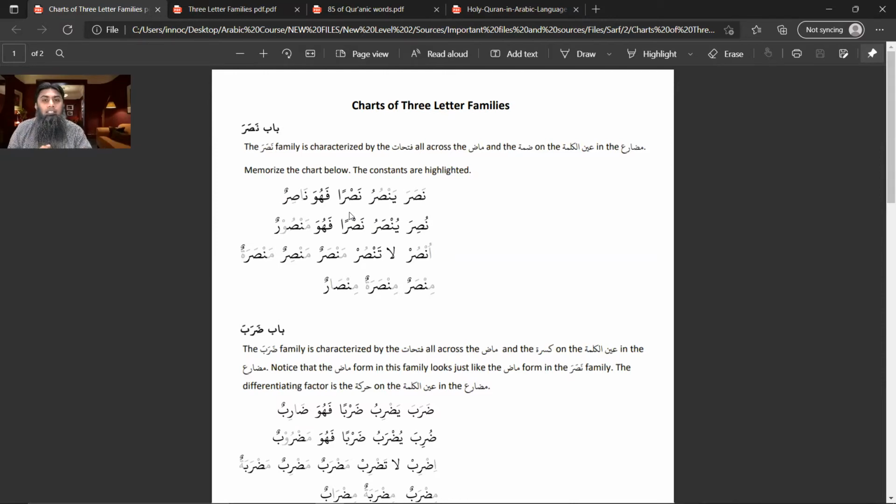Point number 3: does masdar belong to the verb or does it belong to the noun? The answer is no, it belongs to the noun. It is still ism. It does not belong to the family, or you can say the concept, of verb. It still belongs to the concept of ism, right? So these are the 3 points.